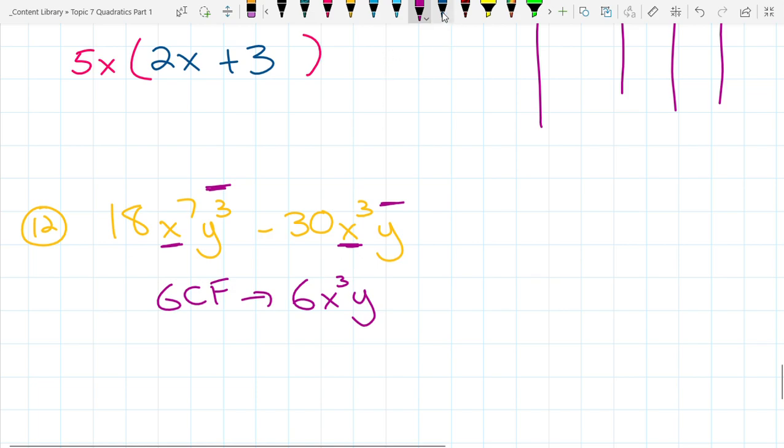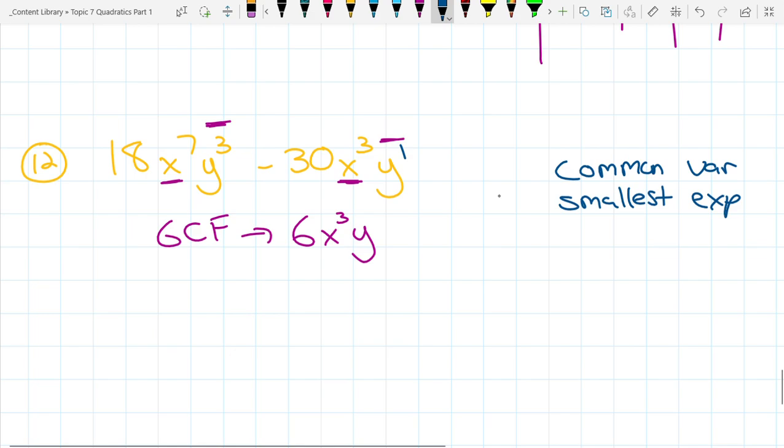So again, the shortcut rule was look for a common variable, and then you pull out the smallest exponent one. So x to the 7th, x cubed, the smallest is x cubed, because 3 is smaller than 7. Y to the 3rd, y to the 1st, the smallest exponent is a 1. So that's what you pull out. Now that's a shortcut rule if you want to use it.